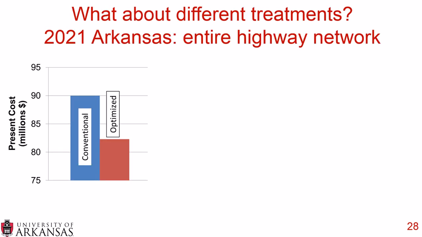Now, all of these primarily focused on simply Portland cement concrete versus asphalt concrete, flexible pavement versus rigid pavement, HMA versus PCC. Let's take a look at some different treatments. So this analysis was done on the entire Arkansas highway network in 2021, and this was an academic study, so it wasn't actually executed, but it does show the power of different treatments.